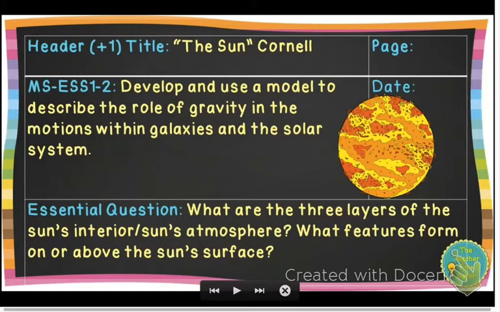Again, you're going to write that underneath the header in that empty rectangle. The essential question has already been written for you. What are the 3 layers of the sun's interior, sun's atmosphere? What features form on or above the sun's surface?